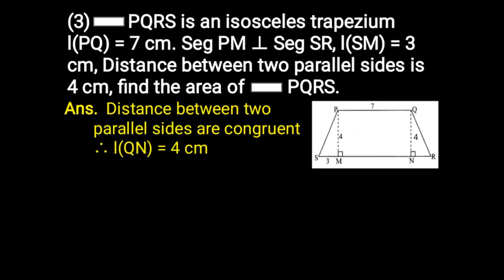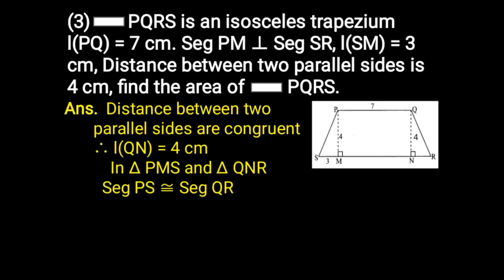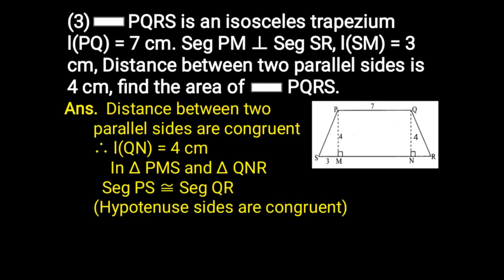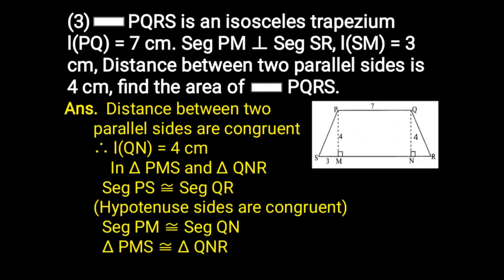Of this figure, first you have to take two right angle triangles, that is triangle PMS and triangle QNR. Of these two right angle triangles, you have to state the type of test of congruence of triangle. In triangle PMS and triangle QNR, segment PS is congruent to segment QR. Reason is hypotenuse sides are congruent. Segment PM is congruent to segment QN. Triangle PMS is congruent to triangle QNR by hypotenuse side test.